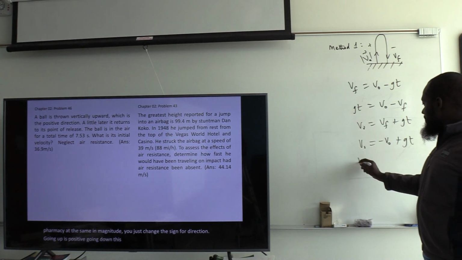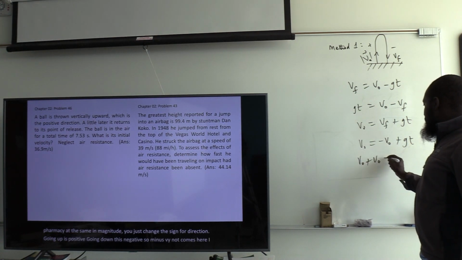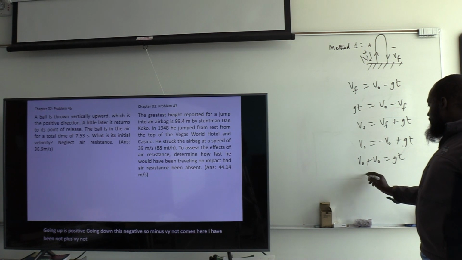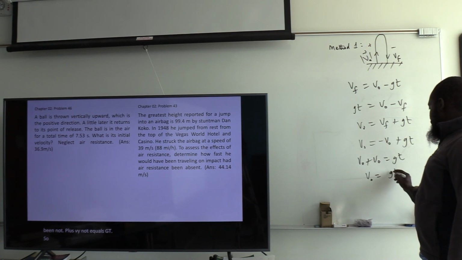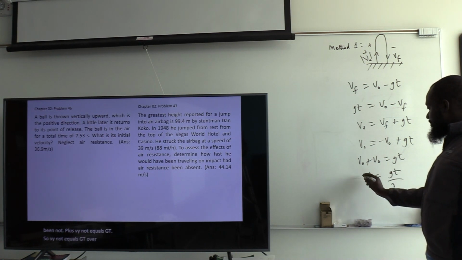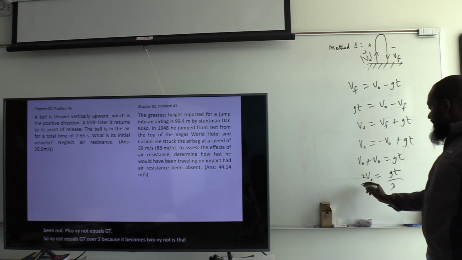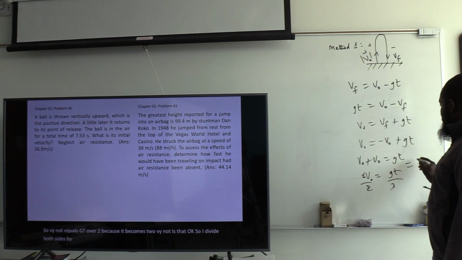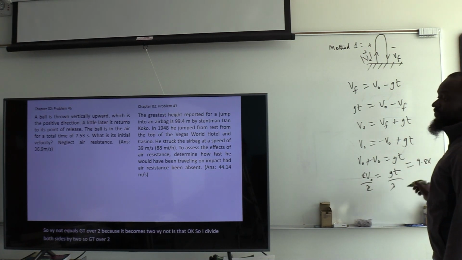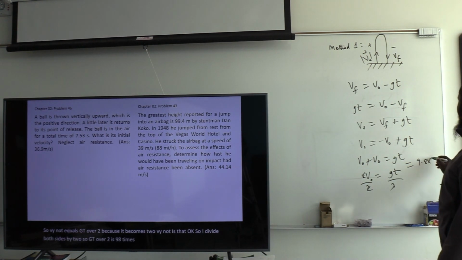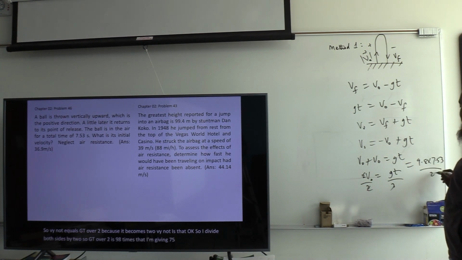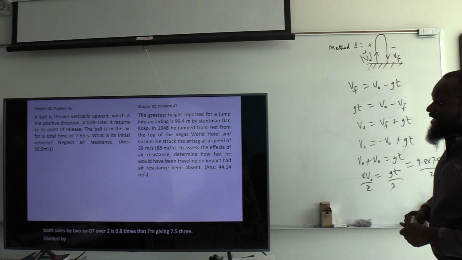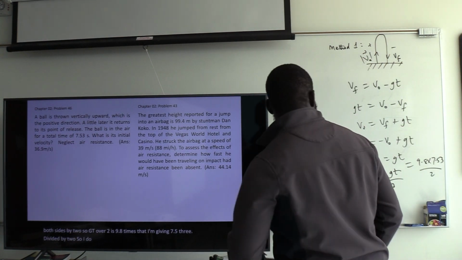So minus V naught comes here. I have V naught plus V naught equals GT. So V naught equals GT over 2, because this becomes 2 V naught. Is that okay? So I divide both sides by 2. So GT over 2 is 9.8 times the time given, 7.53, divided by 2. So I do that and let me see if I get 36.9.